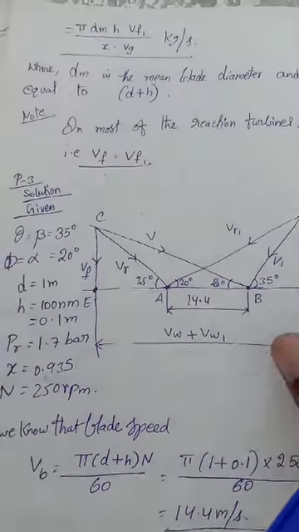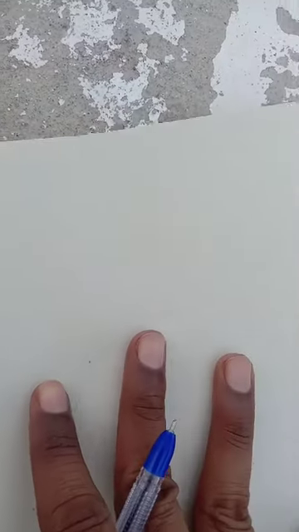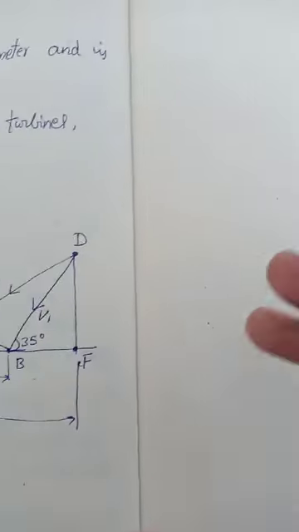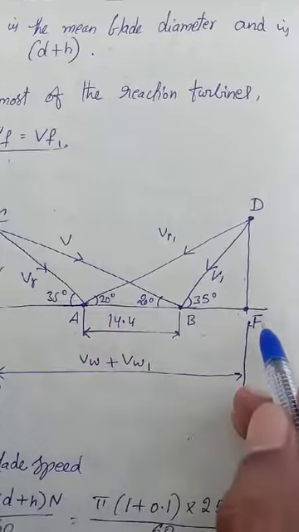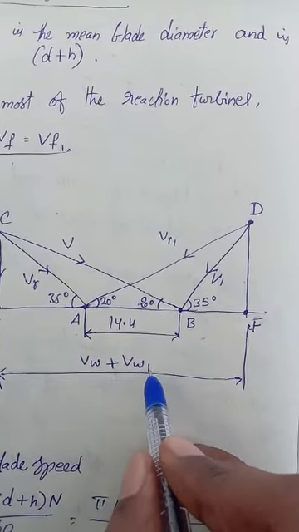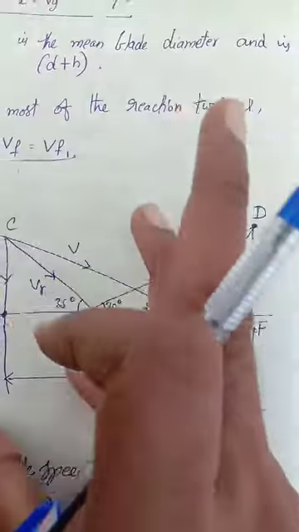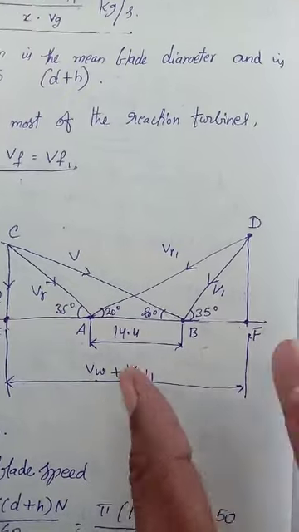Okay, this is the diagram, and by measurement from the velocity triangle we find the change in the velocity of whirl, the distance EF.